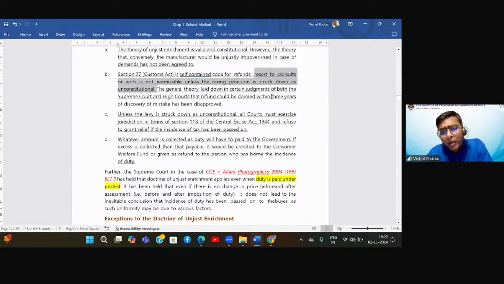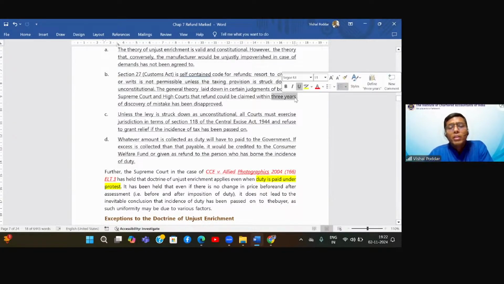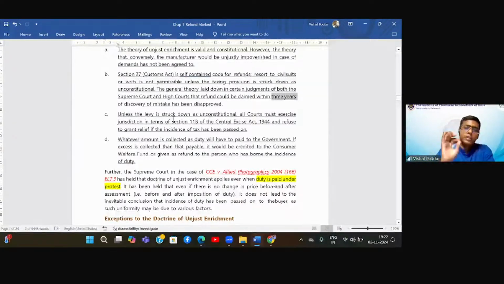Now, interestingly, somebody will ask me, sir, why is 3 years not given here? Because I'll just inform you, students, there is a law called the Limitation Act, which says that in general, for recovering any outstanding, the time limit for recovery is 3 years. So if you want to recover any outstanding, you can recover it up to a maximum of 3 years. After that, recovery is time barred.